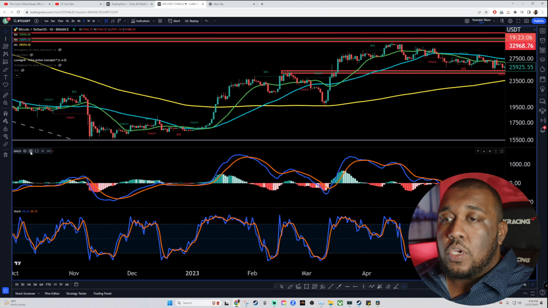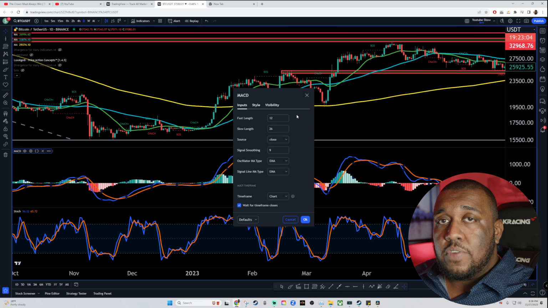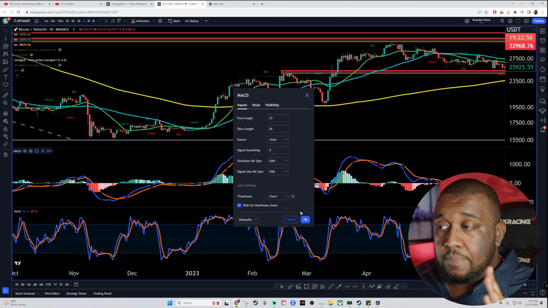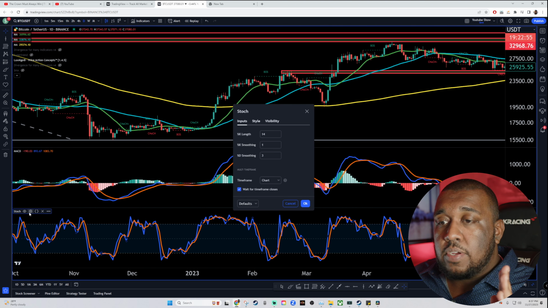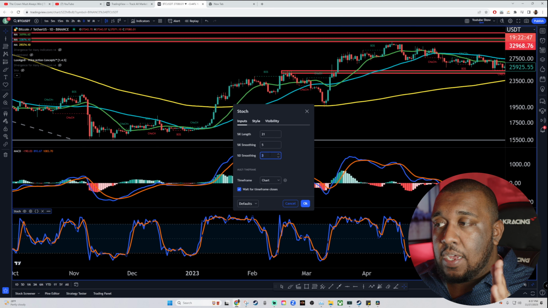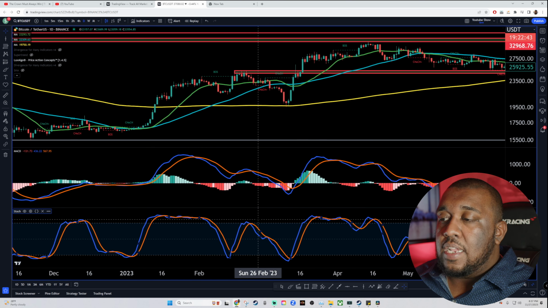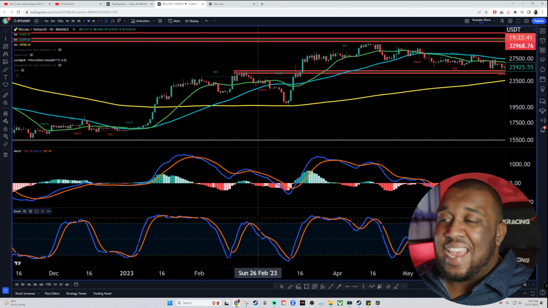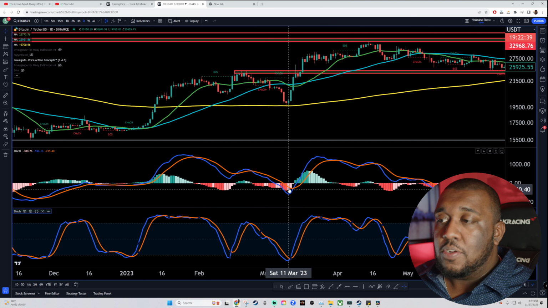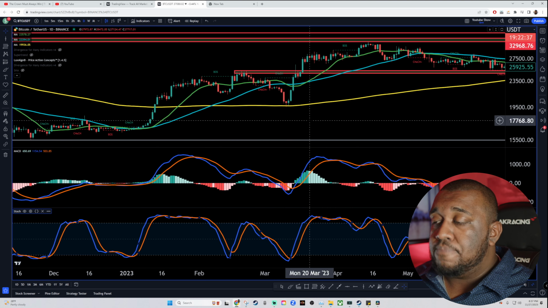I want you guys to go over here to MACD, and I just want you to verify your settings. You want them to be the default settings, which are 12, 26, and 9. Hit OK. Go to stochastic, and I want you guys to change these from 14, 1, and 3 to 21, 5, and 5. That'll make your lives a lot easier here, a lot less noise, a lot less signals, which means you're going to have more accurate signals, which is all about, we're trying to make a good profit here.